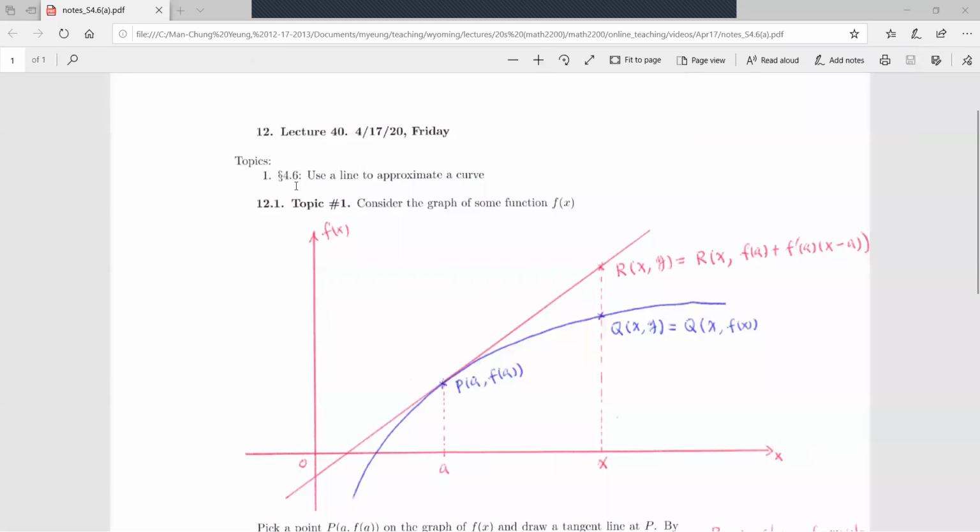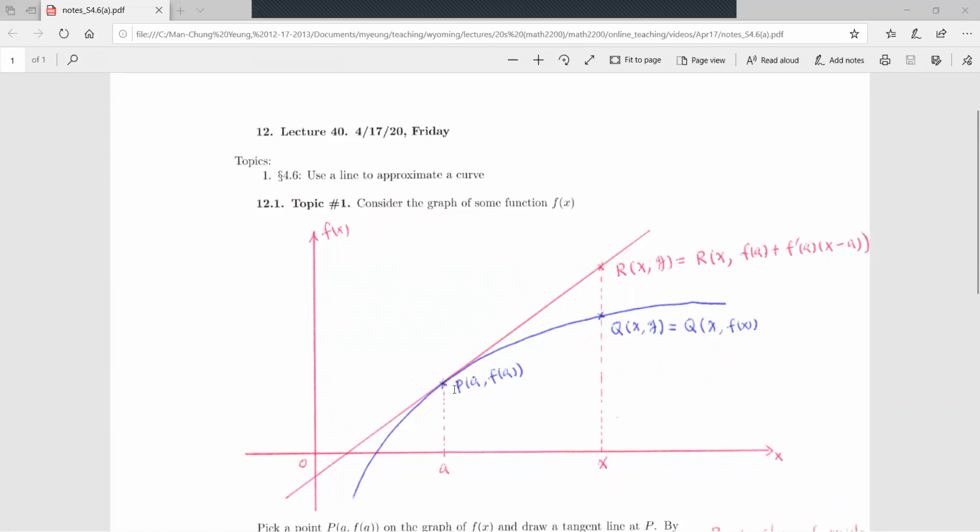Section 4.6. Use a line to approximate a curve. Here we have a curve. It is the graph of some function f. Now, on the curve, I pick a point P, and I assume its x coordinate is a. Because point P is on the graph of the function f, its y coordinate is the function value at a.